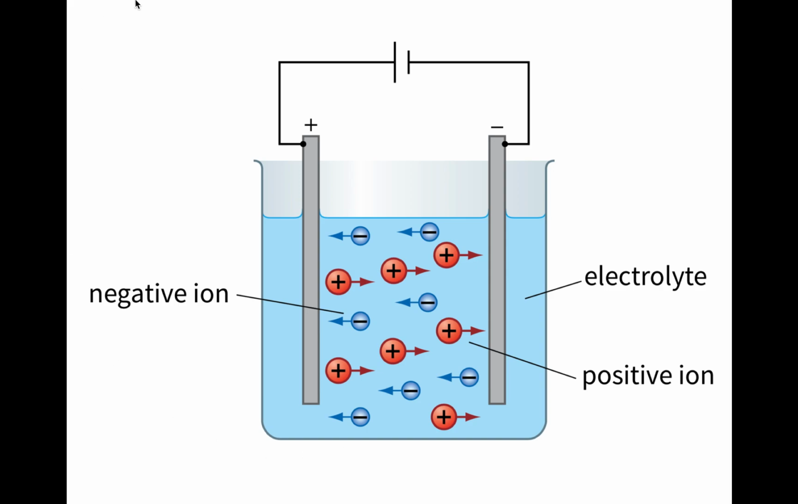So this is the diagram I was talking about. We have a battery, positive plate, negative plate. The negative ions move towards the positive plate, the positive ions move towards the negative plate, and their continuous movement to opposite ends generates a current. These are the charge carriers in an electrolyte.